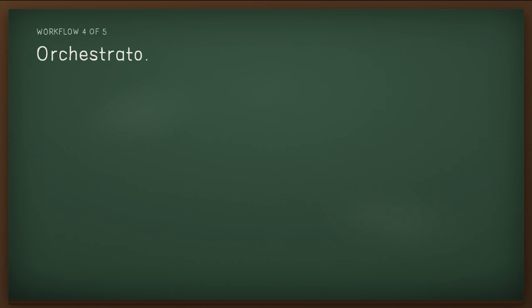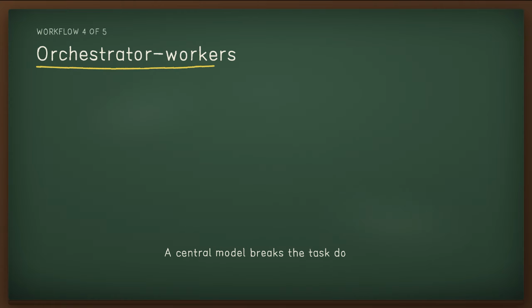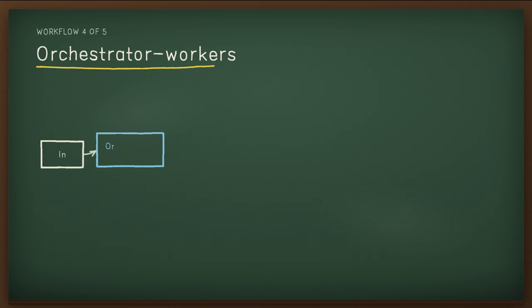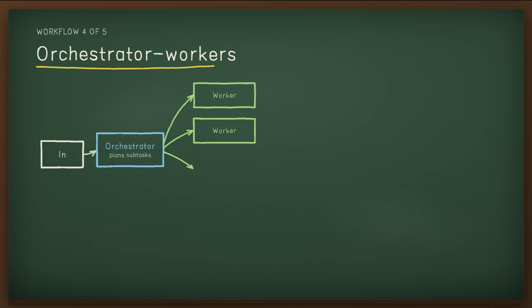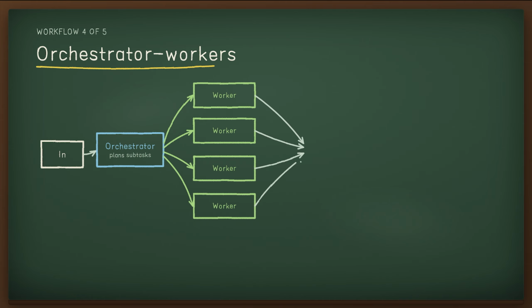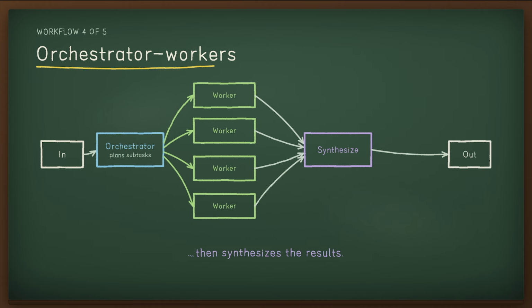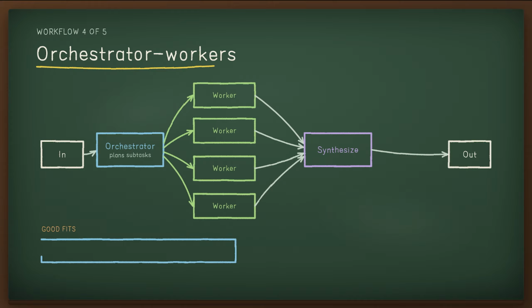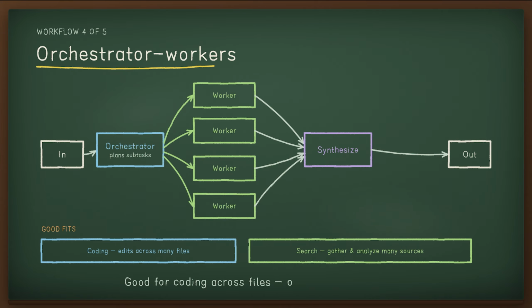Fourth, orchestrator-workers. A central model, the orchestrator, dynamically breaks down a task, delegates pieces to worker models, and synthesizes their results. Use it for complex tasks where you can't predict the subtasks in advance. In coding, the number of files to change and the change in each depends on the task. It looks like parallelization, but here's the key difference. The subtasks aren't predefined. The orchestrator decides them from the input. Good fits: coding products that touch many files at once, and search tasks that gather and analyze information from many sources.